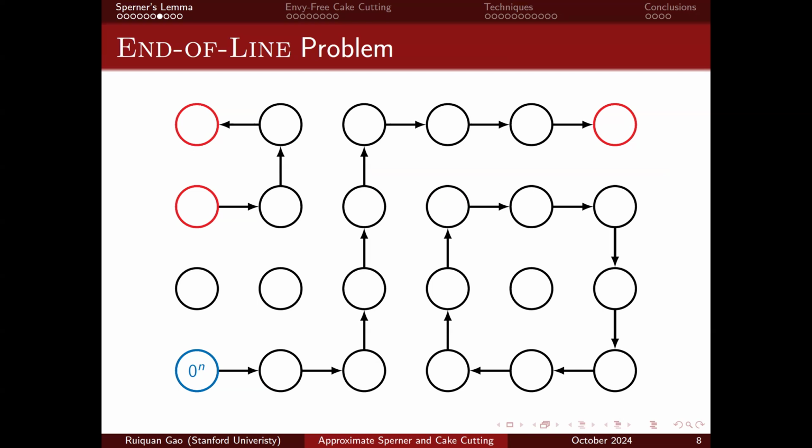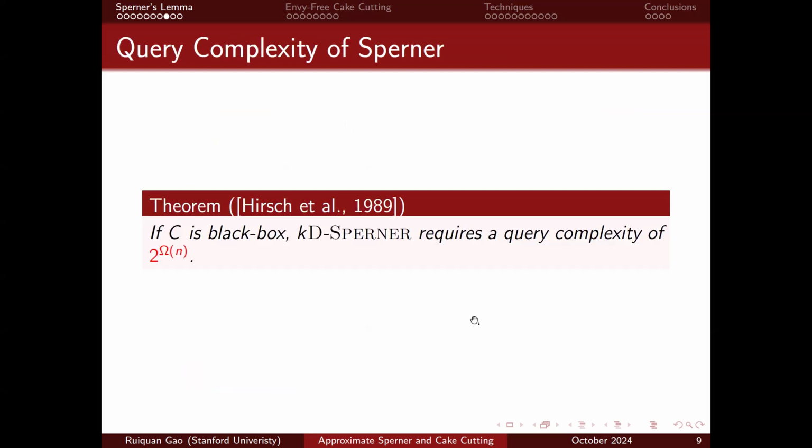It is easy to see that if the graph is only given by a black box, we need an exponential number of queries to find such a solution. As mentioned earlier, there is a polynomial time reduction from Sperner to this end-of-line problem. The query complexity of the Sperner problem can be shown to be exponential.